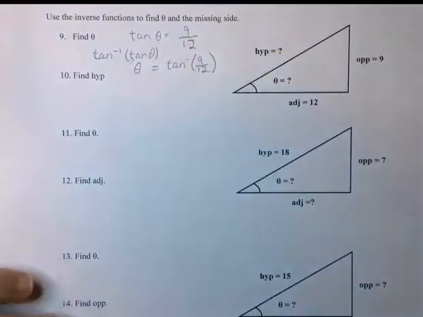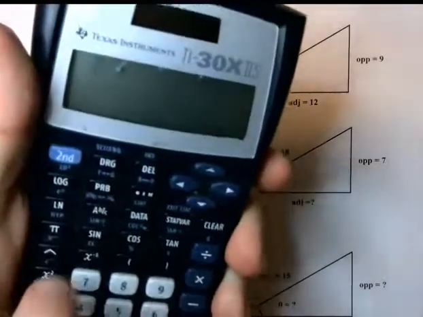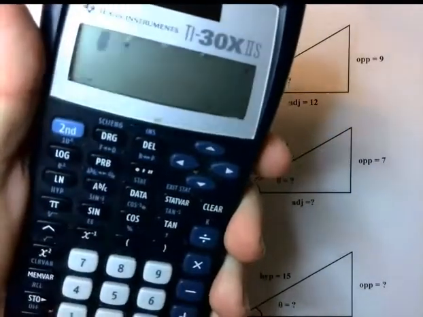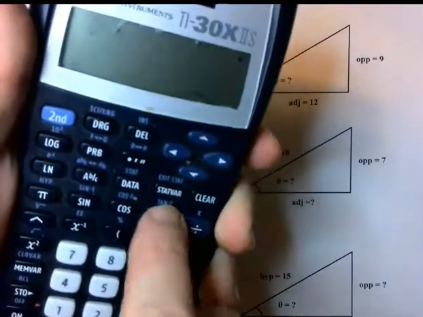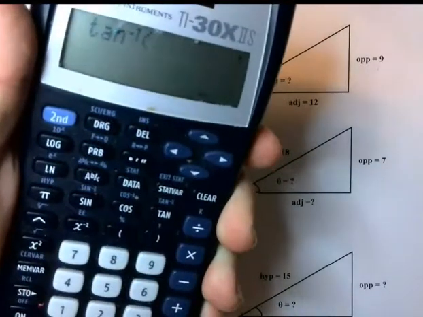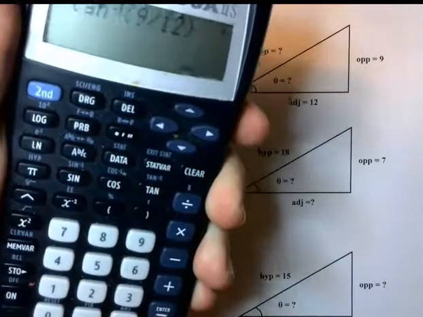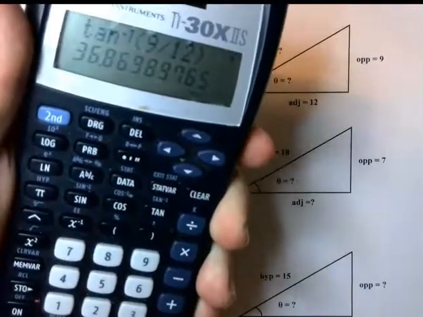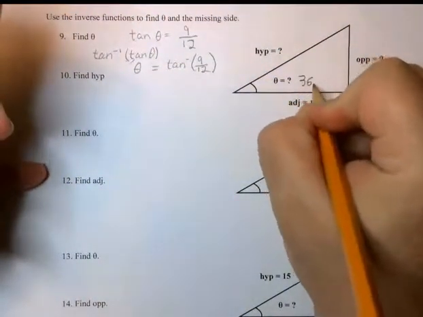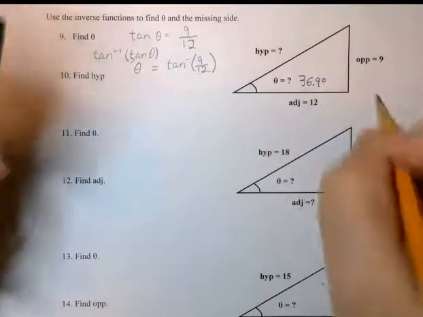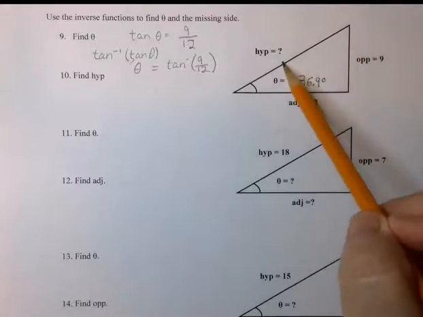Okay, so now we can just plug that into the calculator. So here's what we do. It's second. Now you don't see anything happen except you see a little second down there at the bottom. Now when you hit tangent, you see the tan minus 1. And it's 9 divided by 12, close the parenthesis, and hit equal. And 36 point, round it up to 9, 36.9. So that's the angle here, 36.9 degrees.